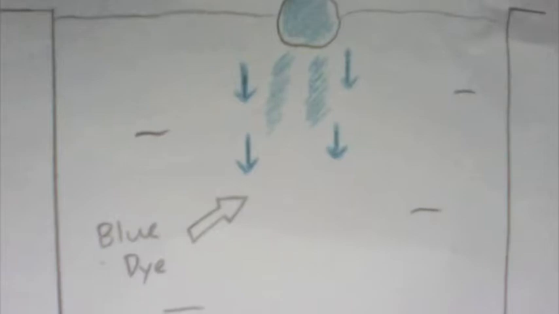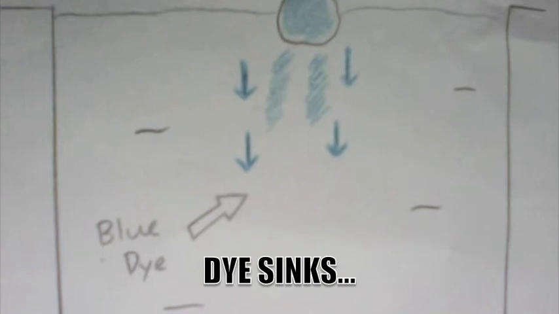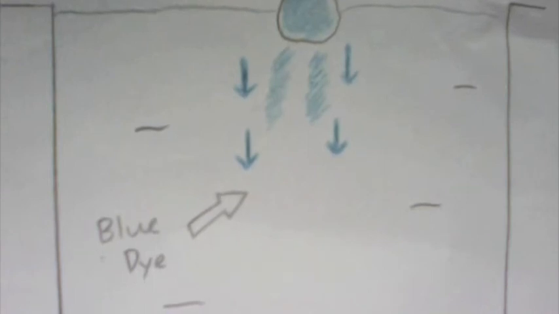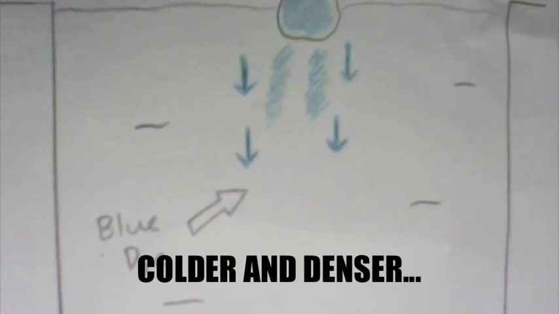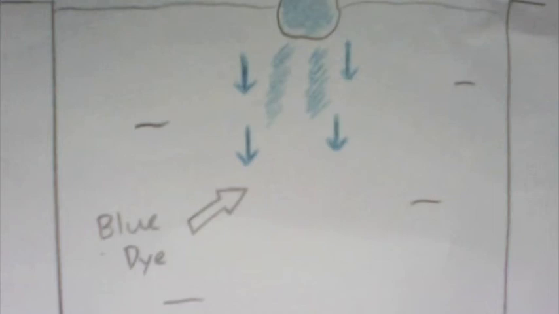The blue dyed ice cube has become smaller. Observation: small amounts of blue dye have begun to sink to the bottom of the beaker of water. Reason: water containing the blue dye is colder and therefore denser, thus sinks to the bottom of the beaker.